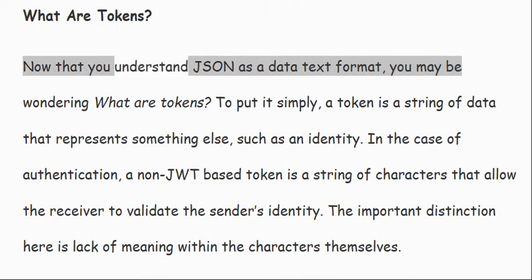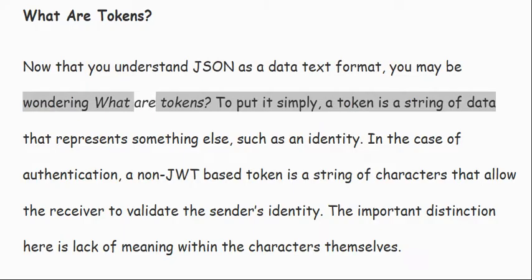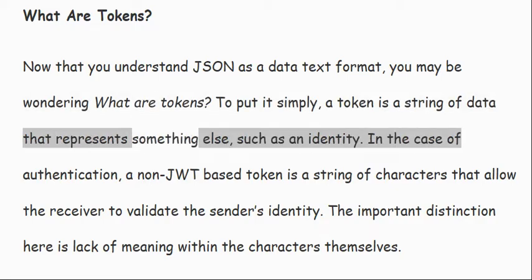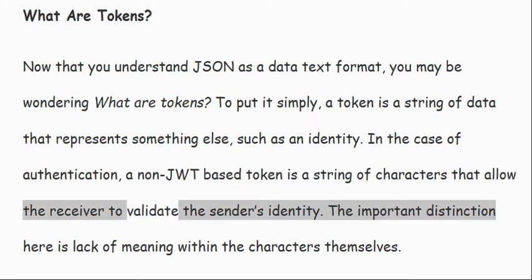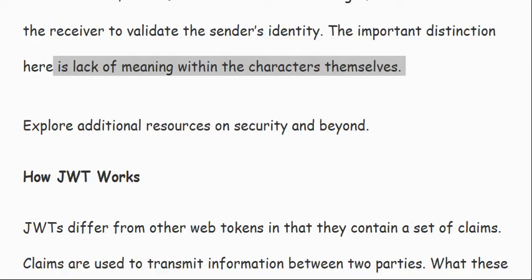What are tokens? Now that you understand JSON as a data text format, you may be wondering what are tokens? To put it simply, a token is a string of data that represents something else, such as an identity. In the case of authentication, a non-JWT-based token is a string of characters that allow the receiver to validate the sender's identity. The important distinction here is lack of meaning within the characters themselves.